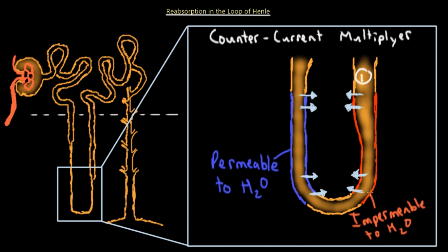So this part is the ascending limb that's impermeable to water. The descending limb is permeable to water. Now the ascending limb is going to be actively transporting out our sodium and chloride ions into the tissue fluid. This is going to raise the concentration of sodium and chloride inside the tissue fluid right here at number 2. And this in turn causes the loss of water from the descending limb.